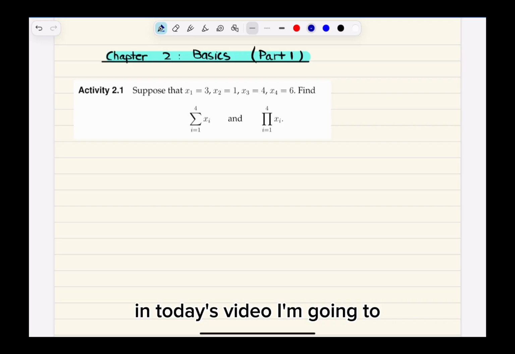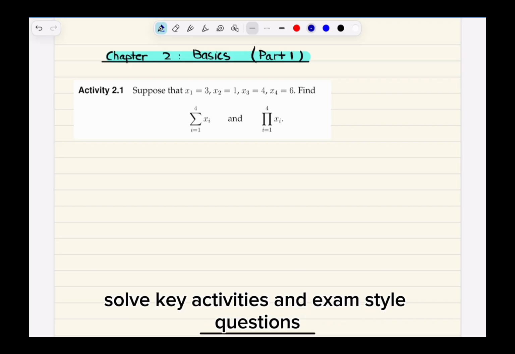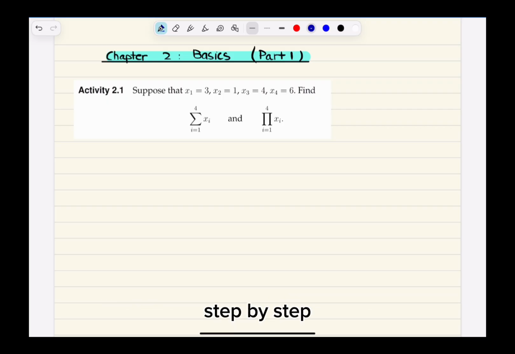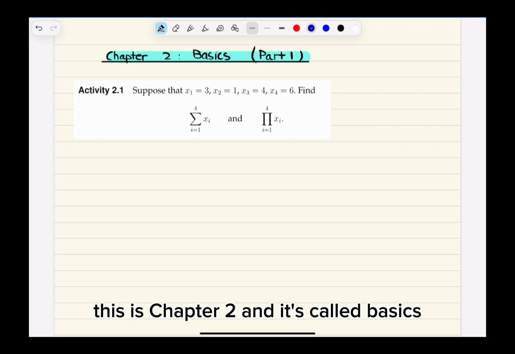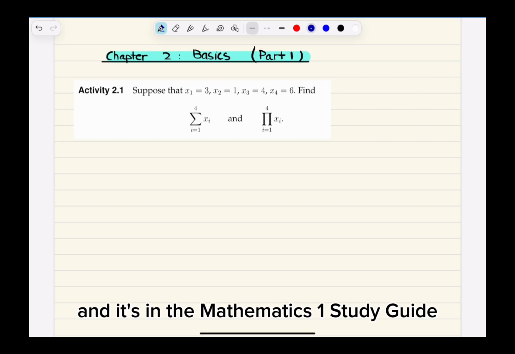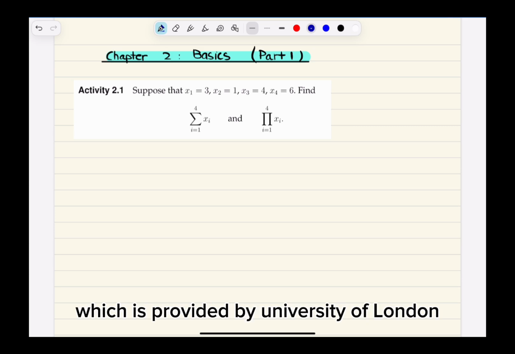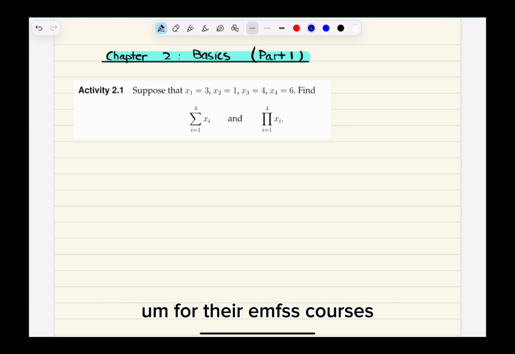In today's video, I'm going to solve key activities and exam style questions step by step, keeping each part short and easy to follow. This is chapter 2 and it's called Basics, and it's in the Mathematics 1 study guide, which is provided by University of London for their EMFSS courses.